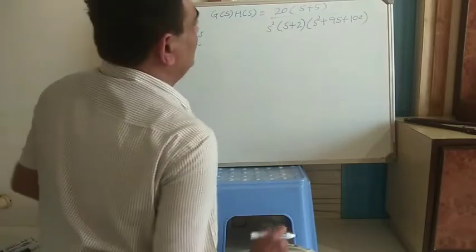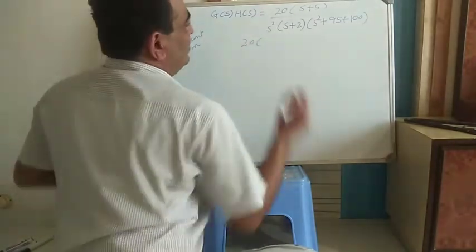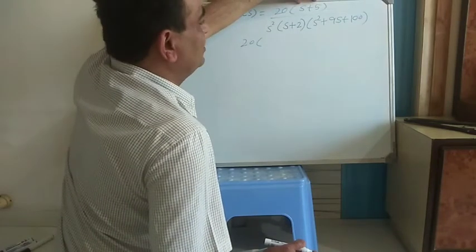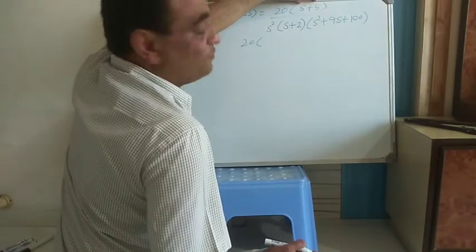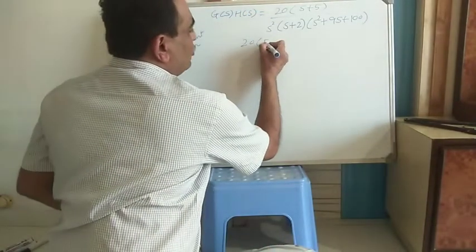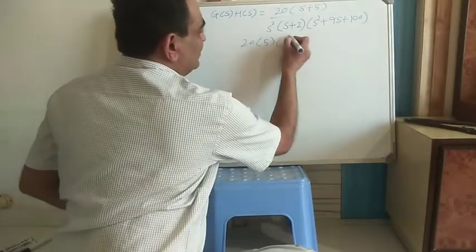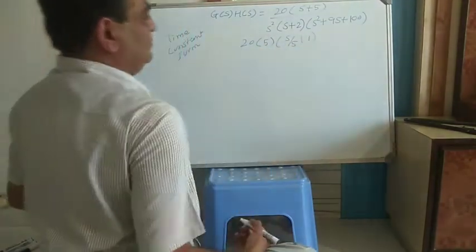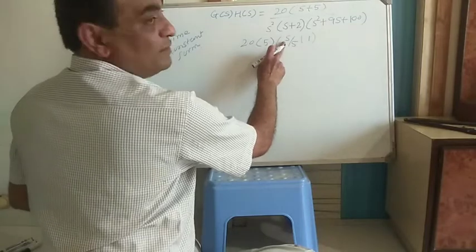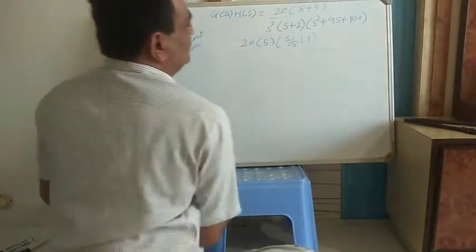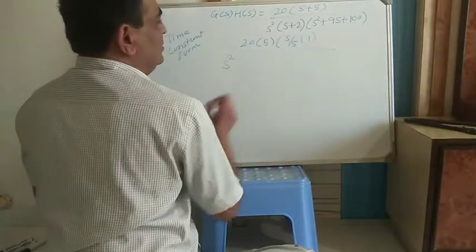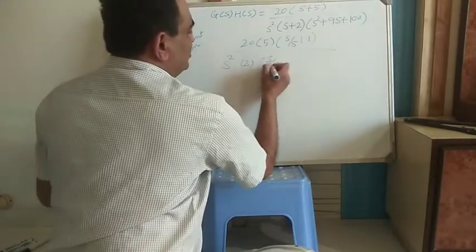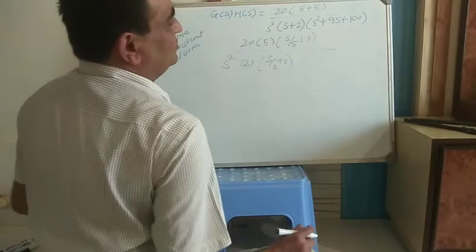Time constant form. So 20. This is s plus 5. This is not in time constant form, but it should be time constant form, should be tau s plus 1. So I will take 5 common. This is nothing but s by 5 plus 1. Now this is tau s plus 1, where tau is 1 by 5. Then s square. I will take 2 common. Okay. So s by 2 plus 1.